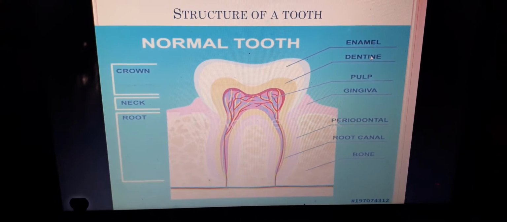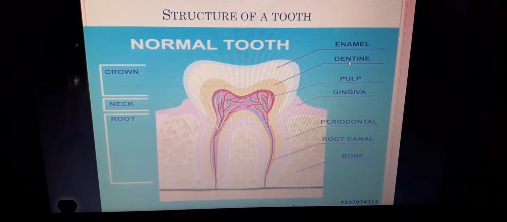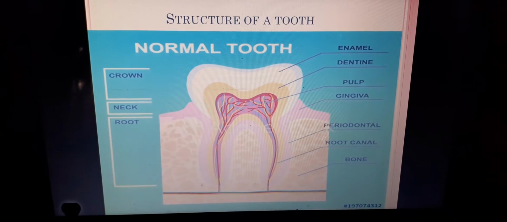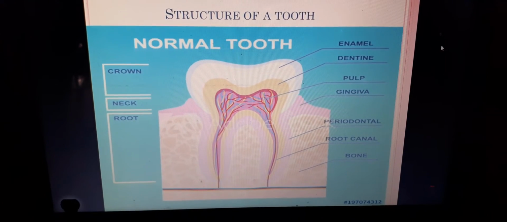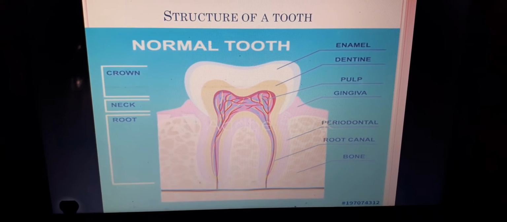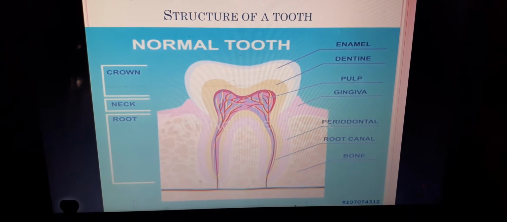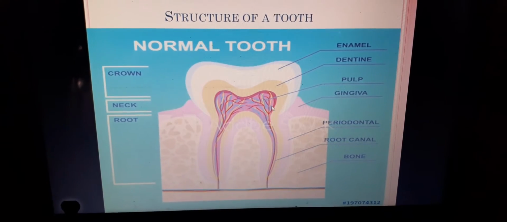Next is dentine. You can see the labeling dentine. It is like a bone structure and it is hard also. Below this is the pulp cavity. Inside the dentine there is a soft pulp cavity which contains blood vessels and nerves. In the picture you can see the blood vessels and nerves found in the pulp cavity.